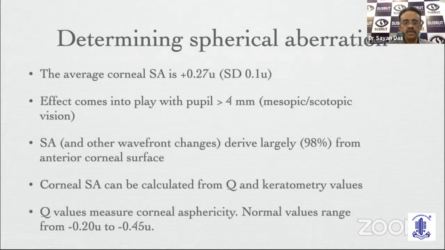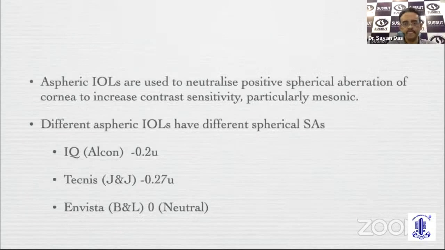Q values measure corneal asphericity, and from there, and the keratometry values, there are mathematical formulae from which we can measure corneal spherical aberration. The normal values of Q, which measure the corneal asphericity, range from -2 to -4.5. Now, what we know is these aspheric IOLs can be used to neutralize positive spherical aberration of the cornea to increase contrast sensitivity, as I have said, particularly in a mesopic condition.